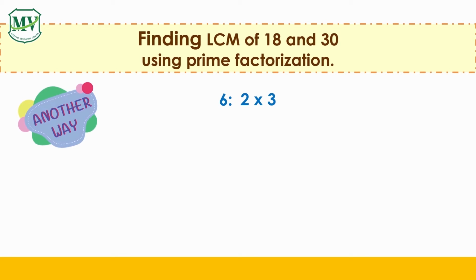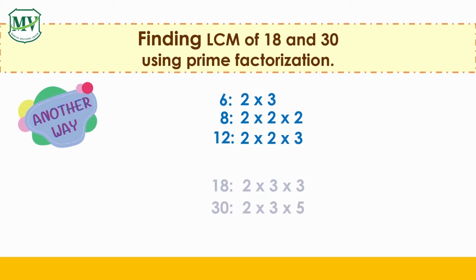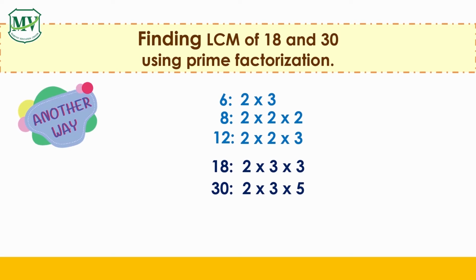Next, what are the prime factors of 8? Correct. 2 times 2 times 2 are the factors of 8. What are the prime factors of 12? Yes. The prime factors of 12 are 2 times 2 times 3. The next step is grouping the common factors. Factor 2 in 18 and factor 2 in 30 will be grouped together. Factor 3 in 18 and factor 3 in 30 will be grouped together as well.